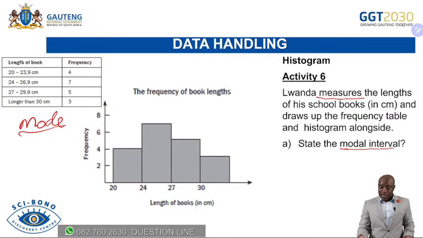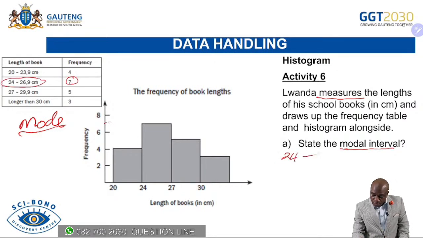So as much as we see the tall bar there in a bar graph, we also see it in a histogram. The main difference is that in the histogram, the bars are joined. Why are they joined? Because the nature of the data is actually continuous. So the modal interval is therefore the one that goes up to 7, which is the highest frequency, the most. So it's actually 24 to 26.9 centimeters. That is the modal interval.